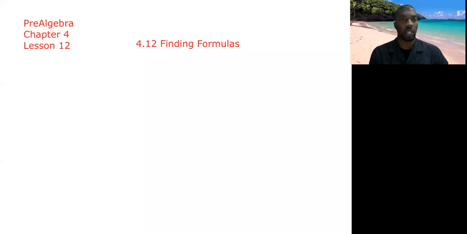Hello, everybody. Today we are doing pre-algebra, chapter 4, lesson 12. We are going to be finding formulas. So we have been talking about using addition, subtraction, multiplication, and division to find missing variables or missing values, right? Today we are going to try to find missing values for shapes.